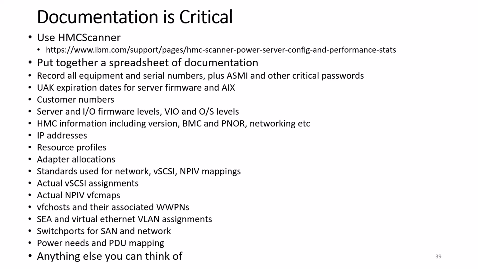allocations. I have a set of standards that I develop for each server for what I'm going to use for the numbers, for the adapters, for the network, vSCSI and NPIV mappings. I'll assign a group of them to VIO1 and a group of them to VIO2, and I keep track of the actual assignments for the vSCSIs and the NPIVs. I also like to document the VFC hosts and all of their WWPNs so that it makes it much easier when I have to request zoning changes. And of course, information on the shared Ethernet adapters and virtual Ethernets.